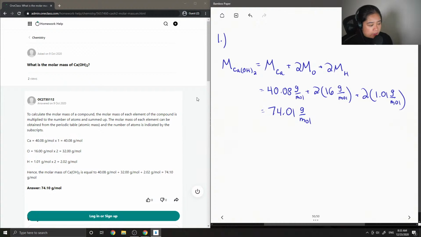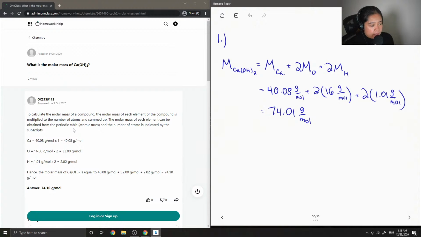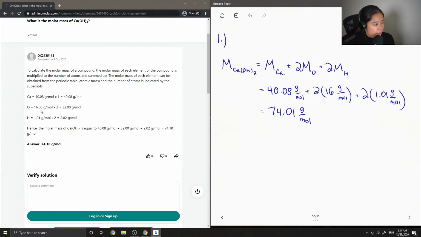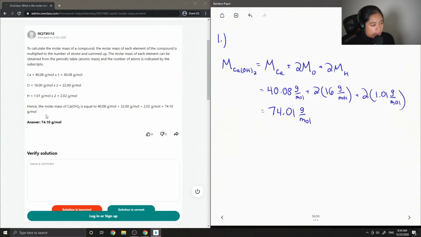Okay, so let's see what the junior tutor said. To calculate the molar mass of a compound, the molar mass of each element of the compound is multiplied by the number of atoms and summed up. The molar mass of each element can be obtained from the periodic table, and the number of atoms is indicated by the subscripts. Okay, so they showed calcium, oxygen, and hydrogen's atomic masses. Hence, the molar mass of calcium hydroxide is equal to 40.08 plus 32 plus 2.02, which is equal to 74.10.